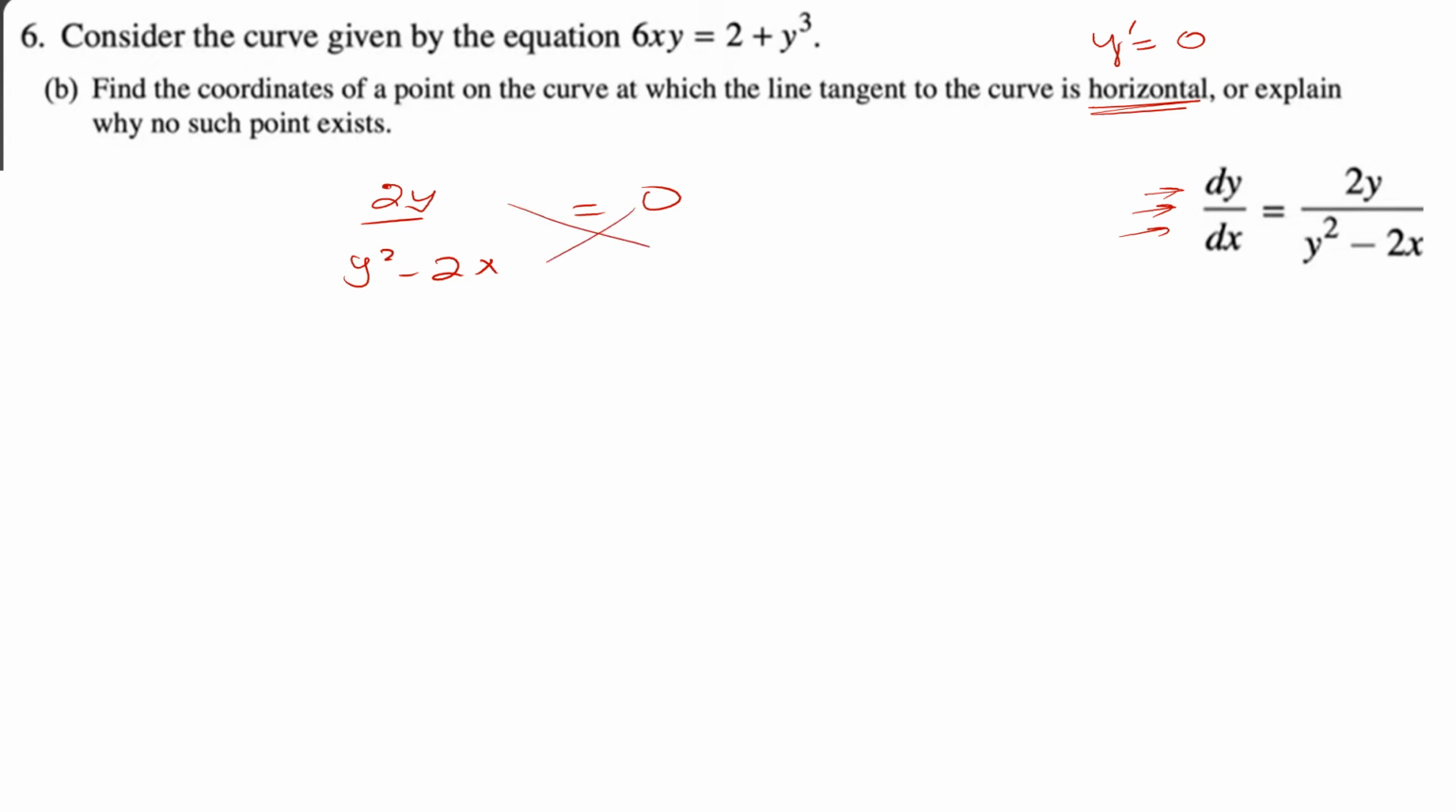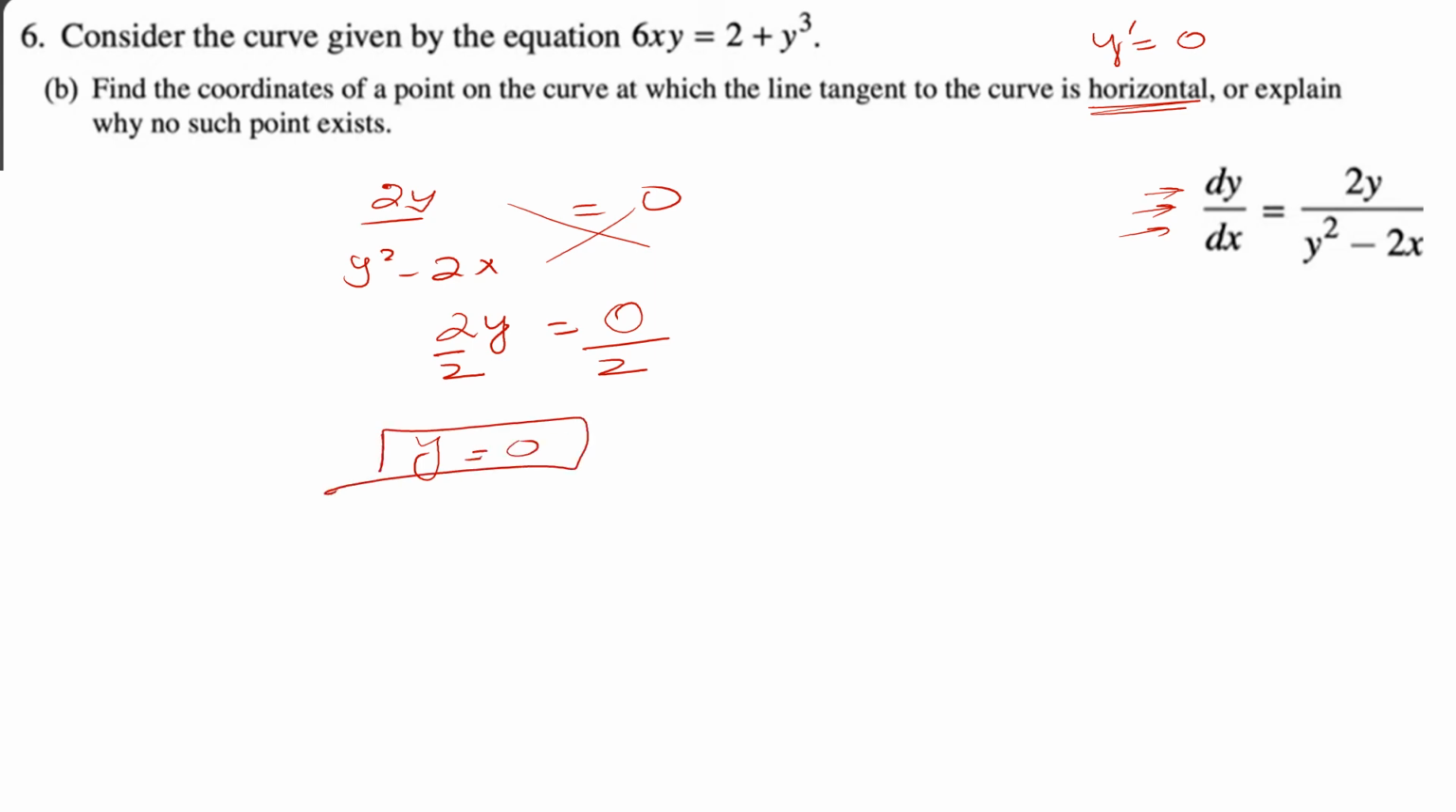When y squared minus 10x minus 2x is multiplied by 0, it gives you 0. So on the top we will be left only with the 2y. Divide both sides by 2, so you will get y equals 0 by 2, which gives you 0.